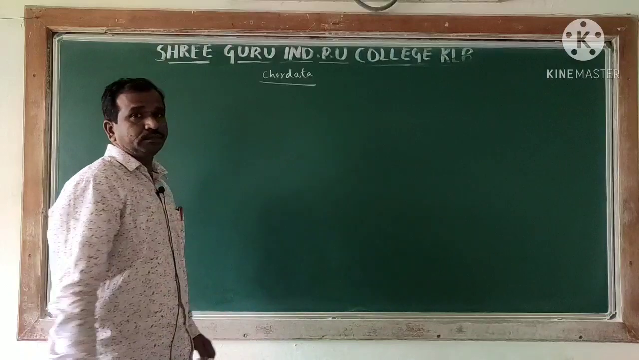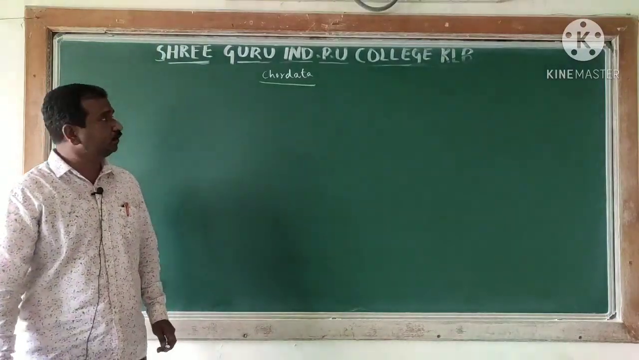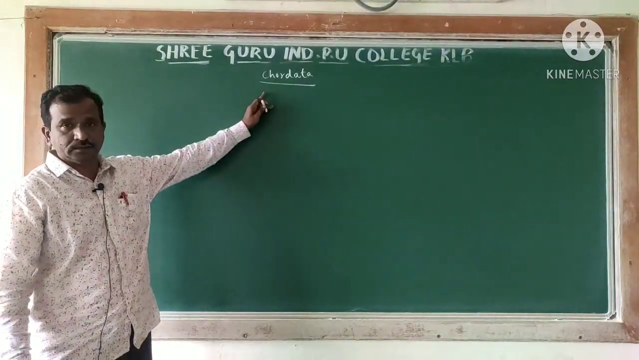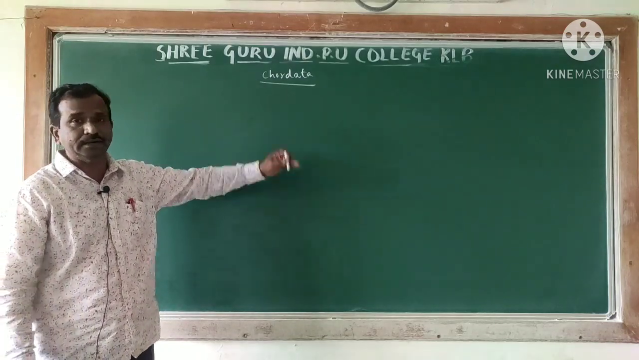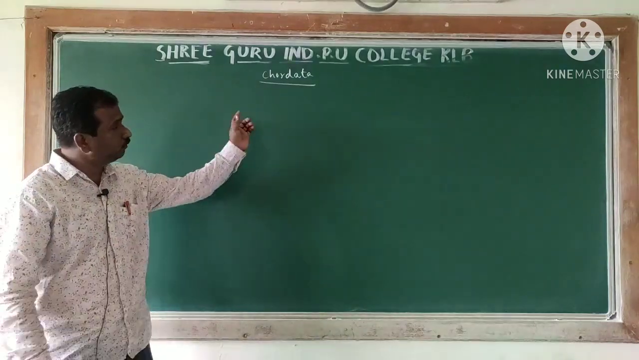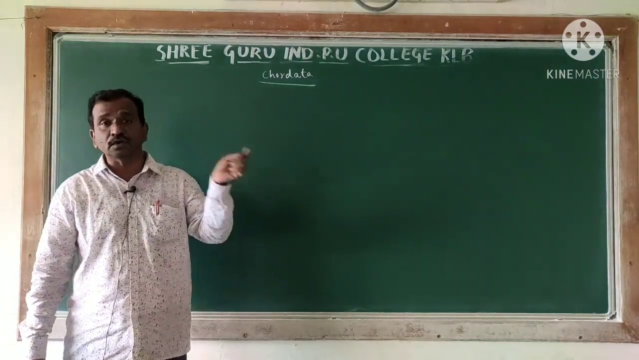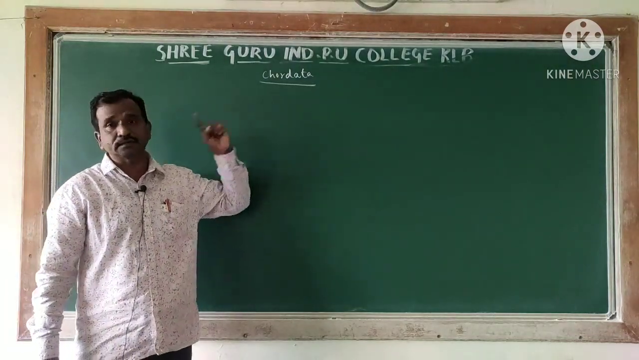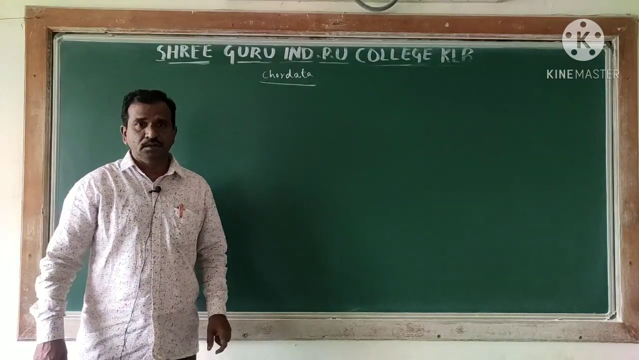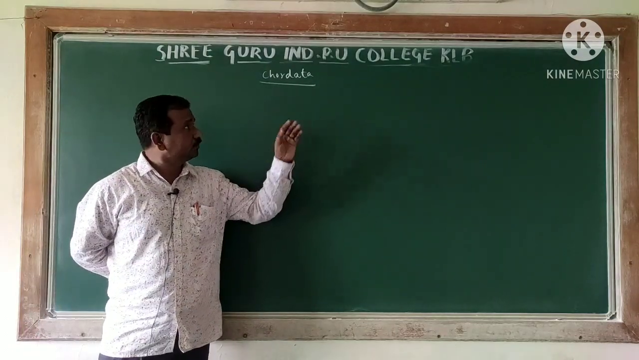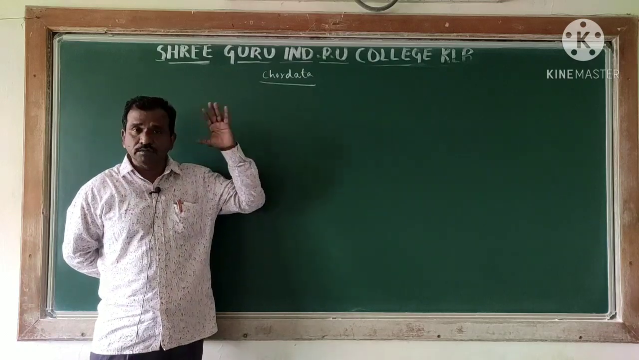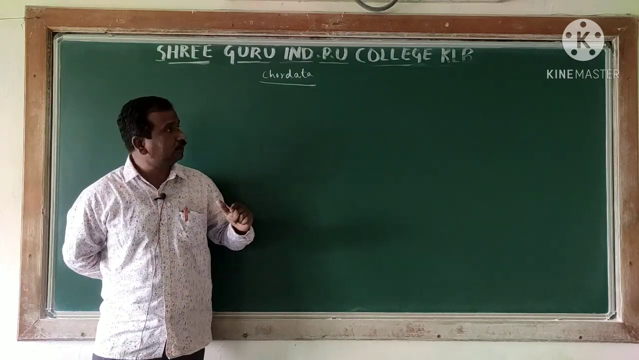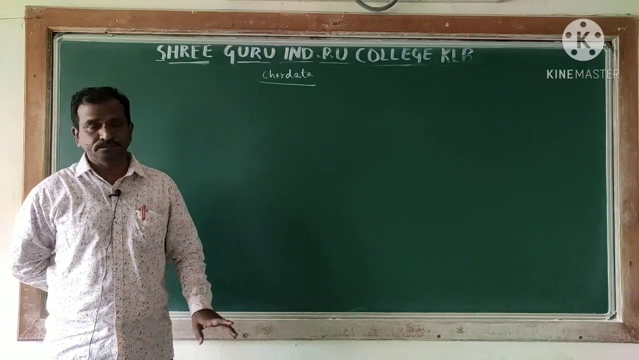What do you mean by the term chordate? Chordate is nothing but chordata. Chord means a rod-like structure, and ata means bearing. The organism or animal which bears a rod-like structure on the dorsal surface, that is what we call a chordate. The animal having the dorsal notochord, the rod-like structure, is considered a chordate.